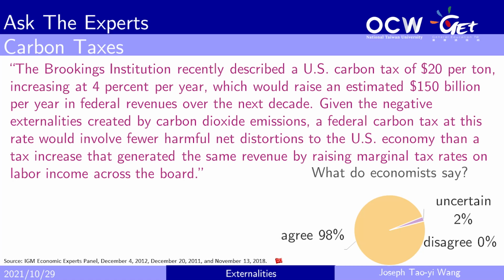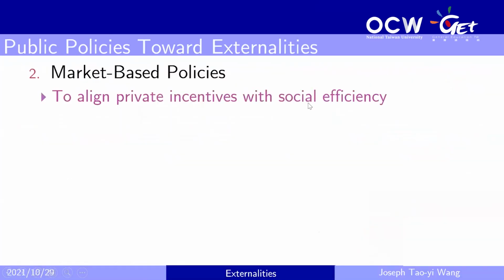All right, so now we're going to look at what we call market-based policies. The idea, remember, the problem for externalities is that there are costs and benefits that are not considered. So the goal of the solution is to internalize this externality. So now we're going to look at what market-based policies you could use to internalize these externalities so that private incentives and social efficiency could be aligned again.